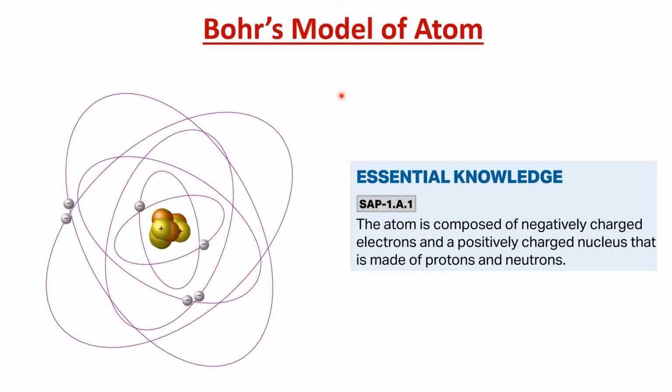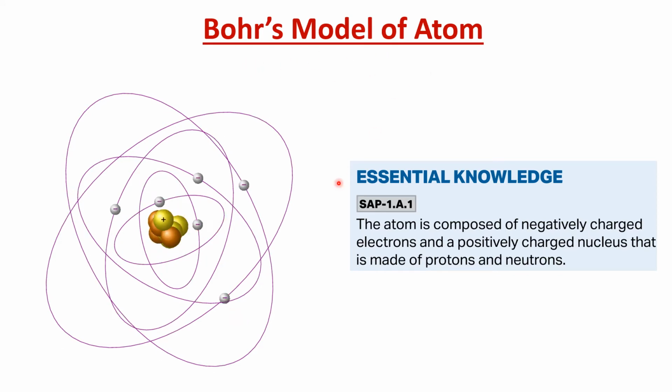Now we know a lot about the atom. What does an atom look like? Initially there were different models given for an atom by different scientists. The first model was given by Dalton, then Thomson, then Rutherford and then Bohr. So the last model was Bohr's model of the atom.